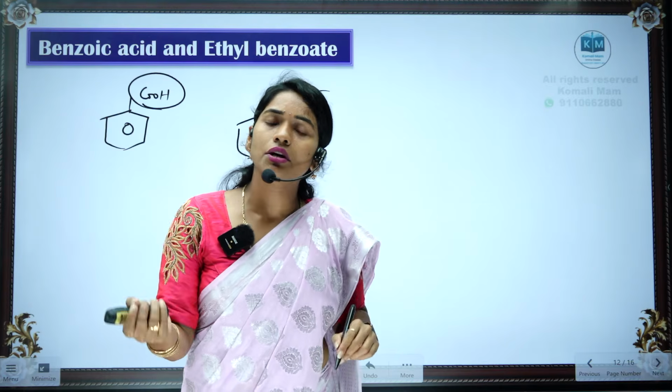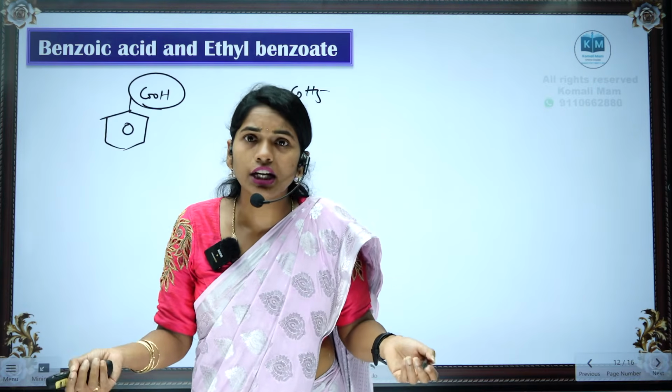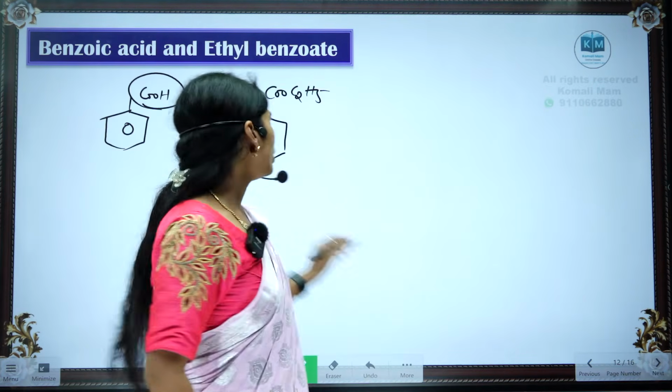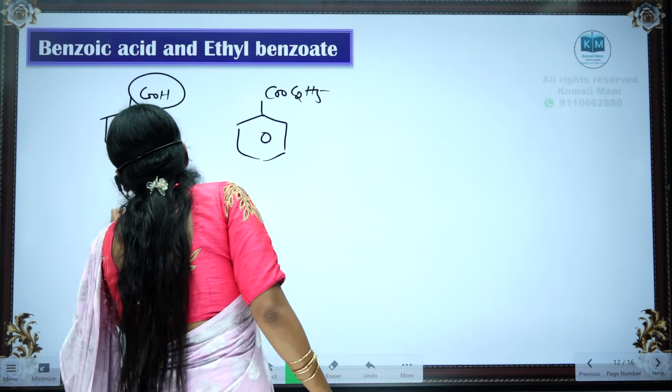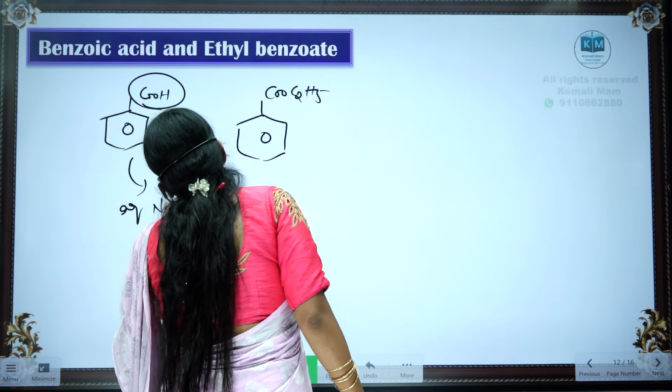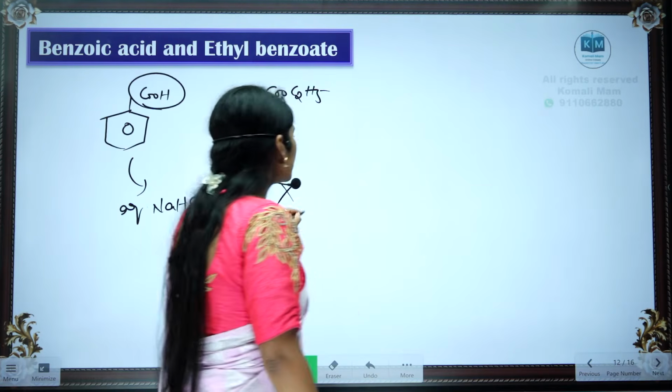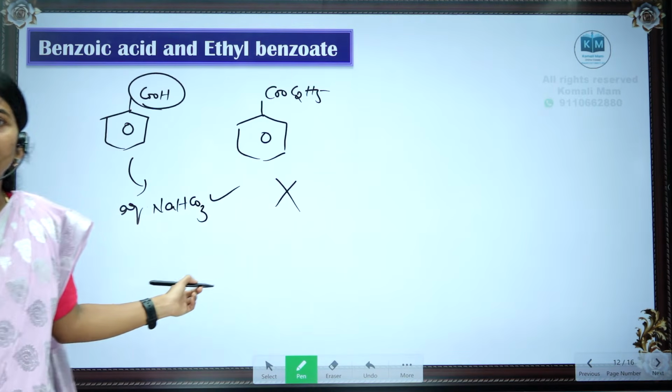Whenever you see a COOH group, immediately you can say which test you can do. Sodium bicarbonate test it will give. So aqueous NaHCO3 test positive. This is negative. Is it clear? Is it clear?